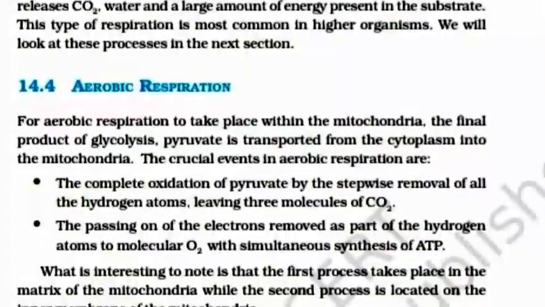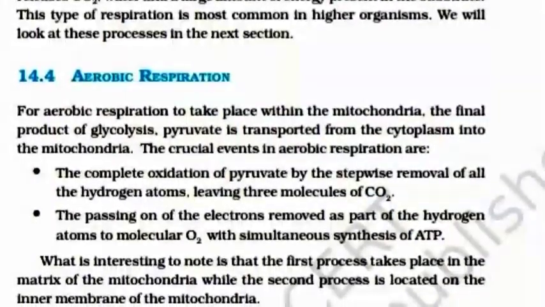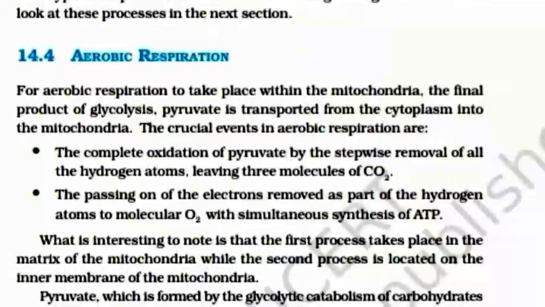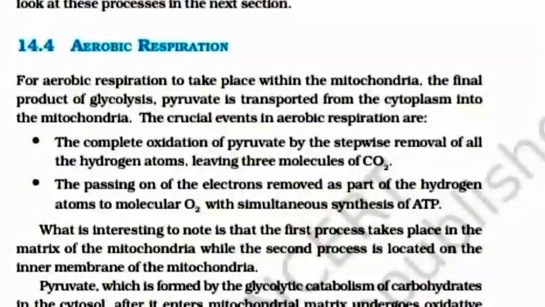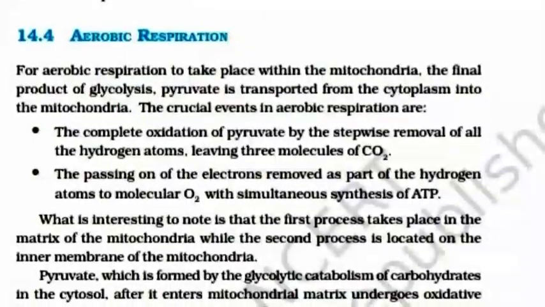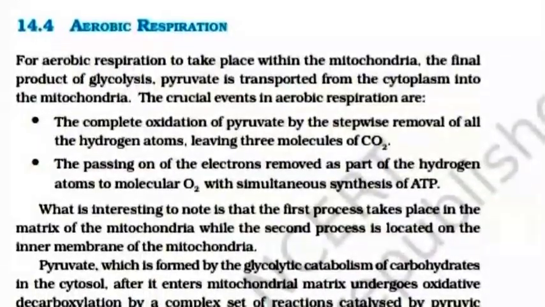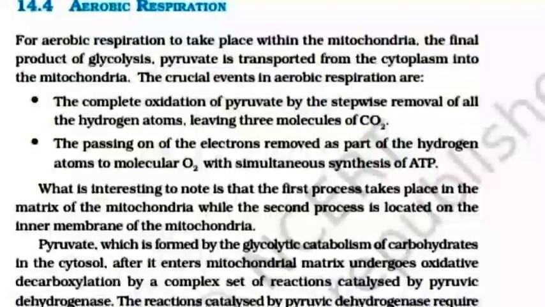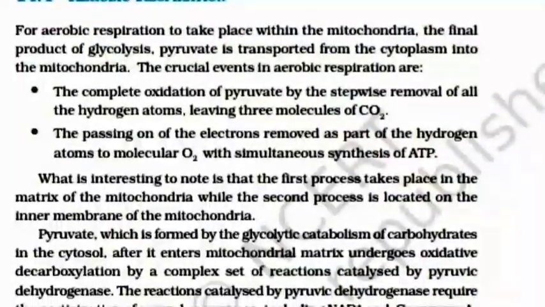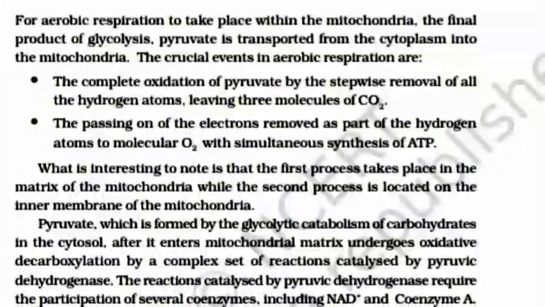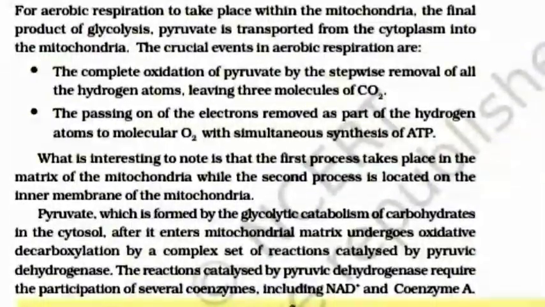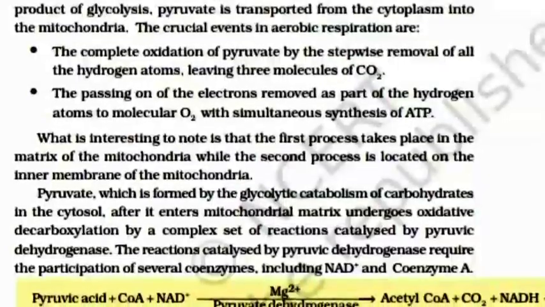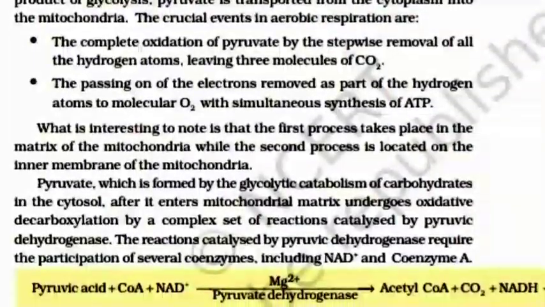Aerobic respiration. For aerobic respiration to take place within the mitochondria, the final product of glycolysis, pyruvate, is transferred from the cytoplasm into the mitochondria. The crucial events in aerobic respiration are the complete oxidation of pyruvate by the removal of all the hydrogen atoms, leaving three molecules of carbon dioxide, and the passing on of the electrons removed as part of hydrogen atoms to molecular oxygen with simultaneous synthesis of ATP. What is interesting to note is that the first process takes place in the matrix of the mitochondria, while the second process is located on the inner membrane of the mitochondria.